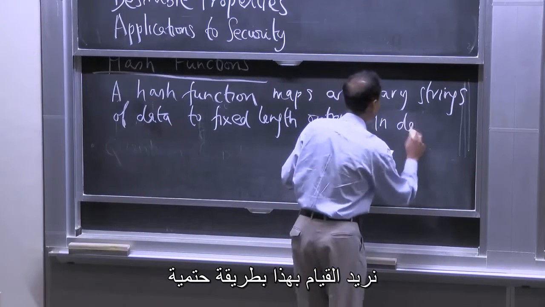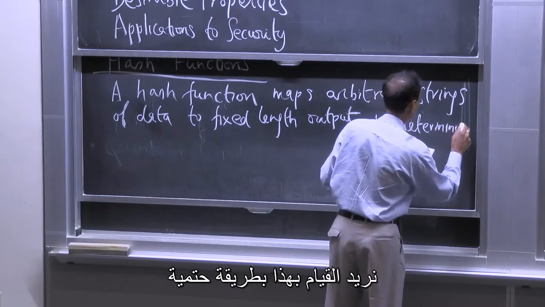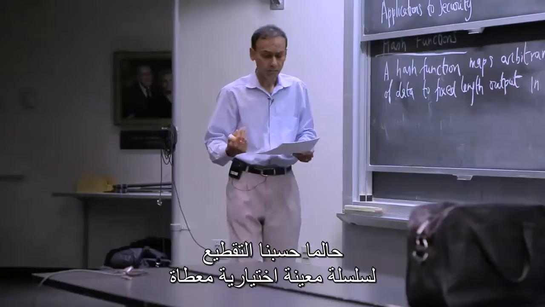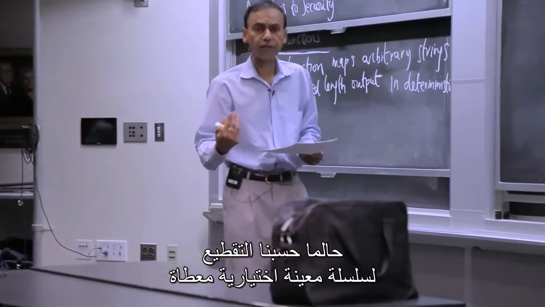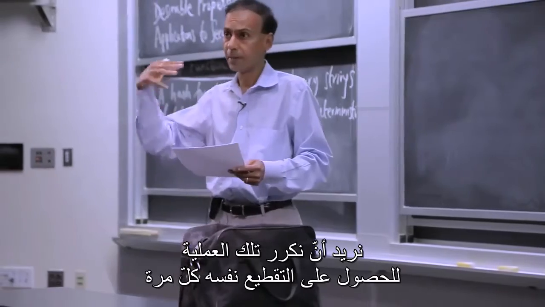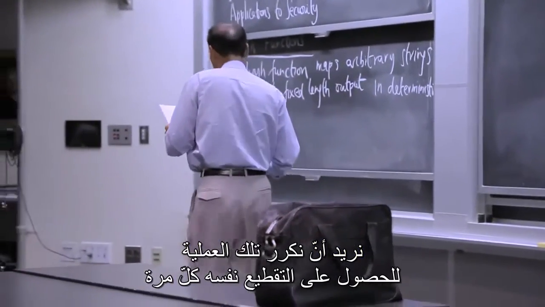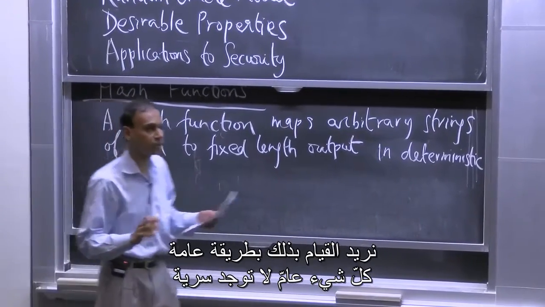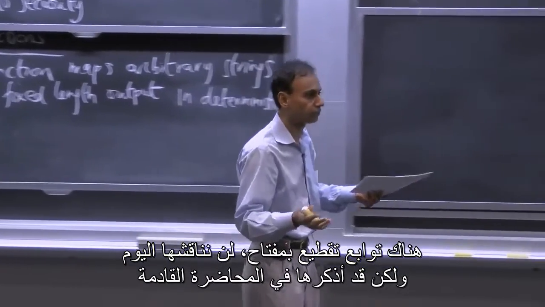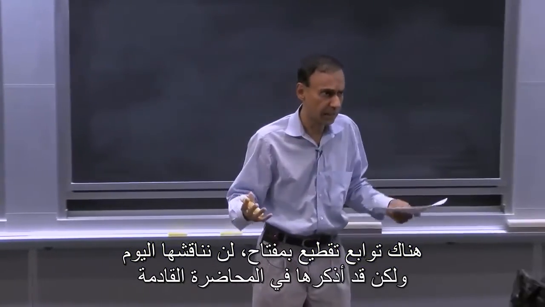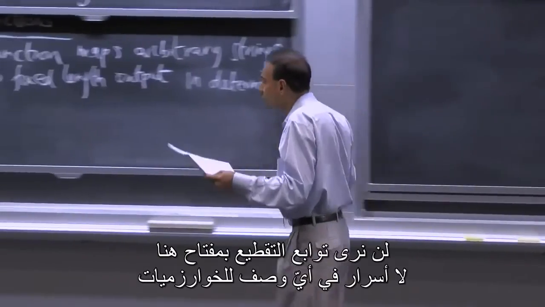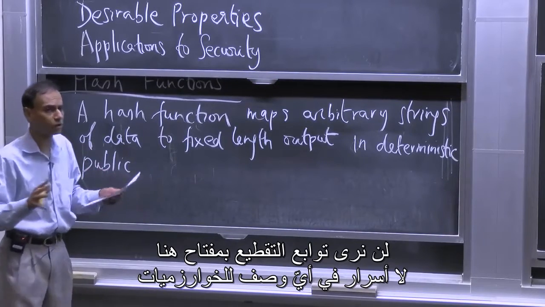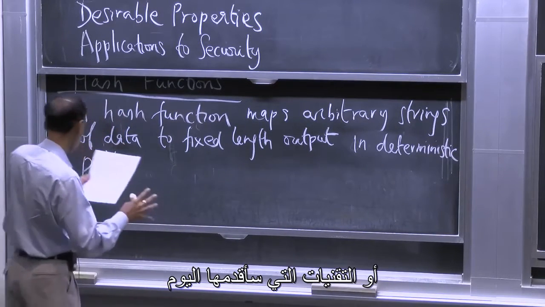We want to do this in a deterministic fashion. So once we've computed the hash of a particular arbitrary string that is given to us, we want to be able to repeat that process to get the same hash every time. We want to do this in a public fashion, so everything is public, there's no secrecy. There's keyed hash functions that we won't actually look at today, but maybe in passing I'll mention it next time. We're not looking at keyed hash functions here. There's no secrets in any of the descriptions of algorithms or techniques I'm going to be describing today.